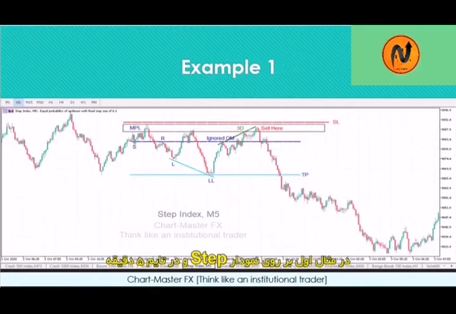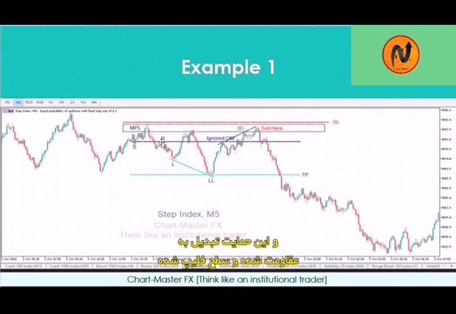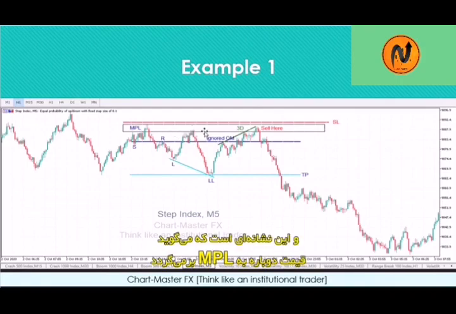So as you can see, guys, here on example number 1, on Step Index M5, we were able to have an MPL here. So there's an MPL area. Once we have an MPL area, you can see that we have the support here, and this support tends to resistance, becoming a flippy. And what happened is that this price, when it dropped, actually formed a low, and it went to the MPL area. Once it went to the MPL area, it's giving you an indication that we are going to come back again to that MPL area.